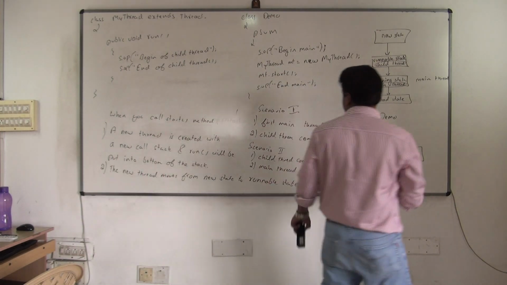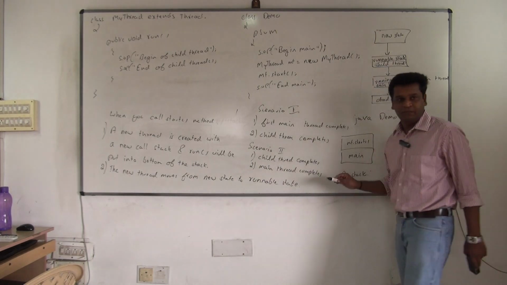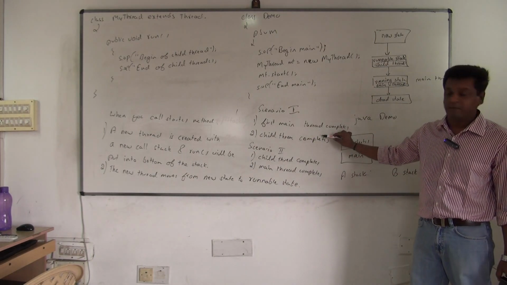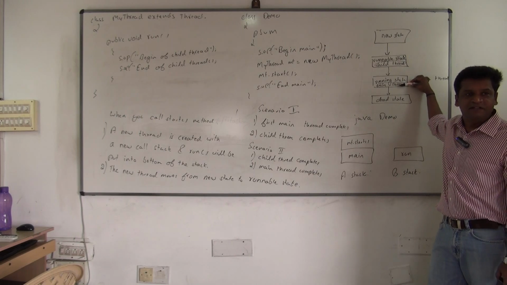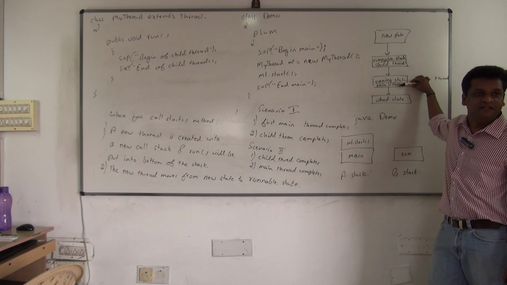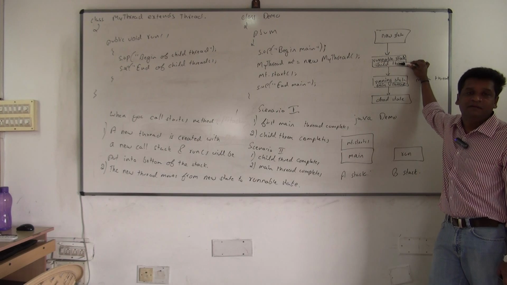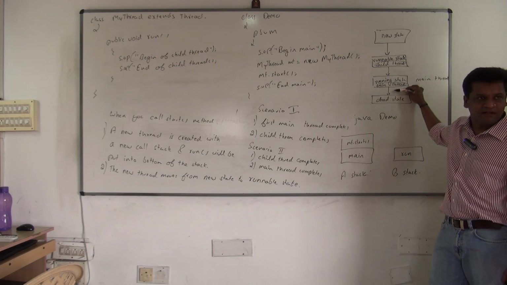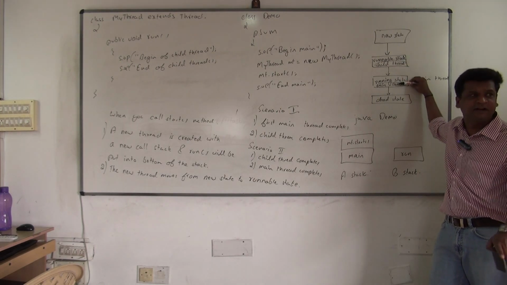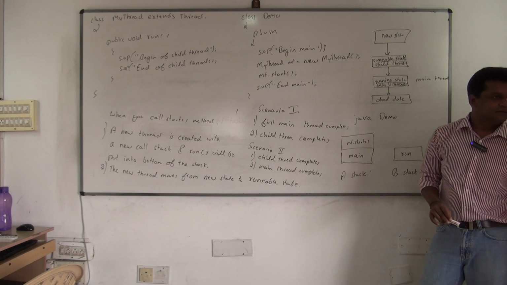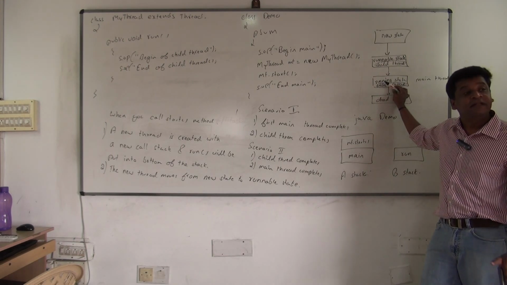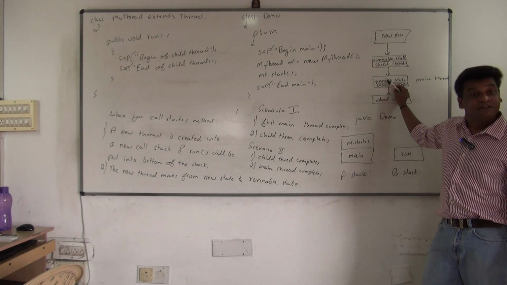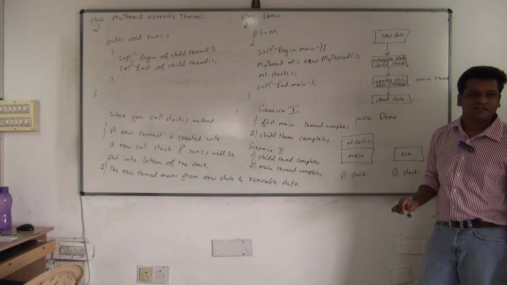So let me explain this scenario first, which we are seeing right now. First scenario: the main thread was in running state. It created the child thread. The child thread was put into what? Runnable state. It was here only. Child thread is here, main thread is still running, and it completed. Understood? So that's why you saw end of main and then child thread. Sometimes you will see a different output.